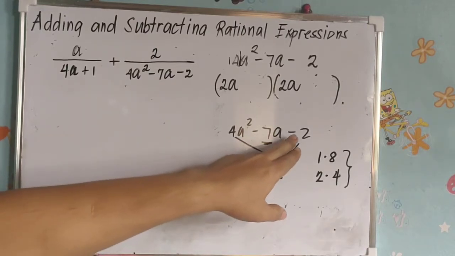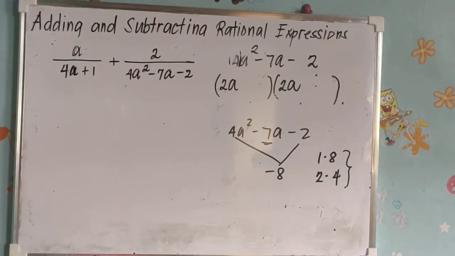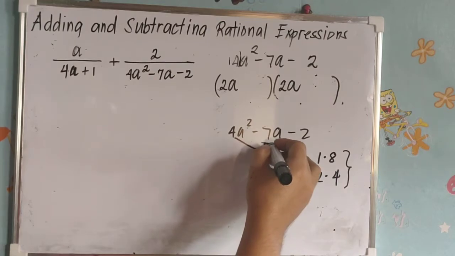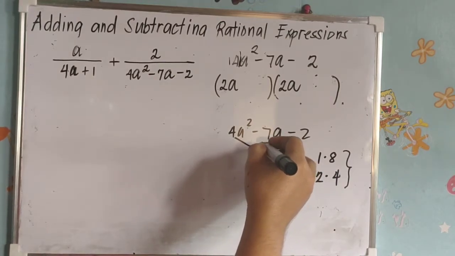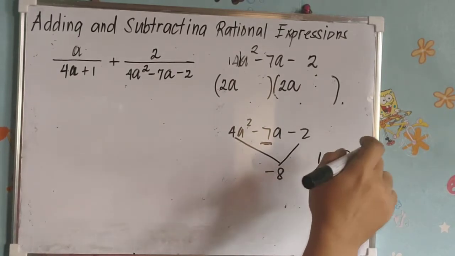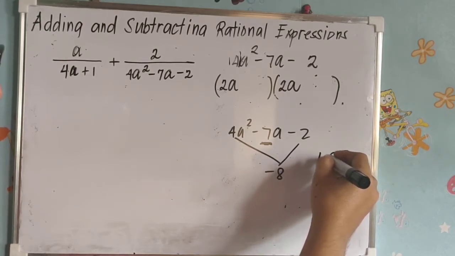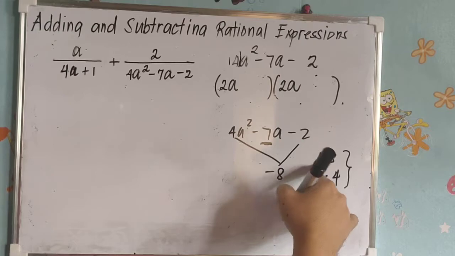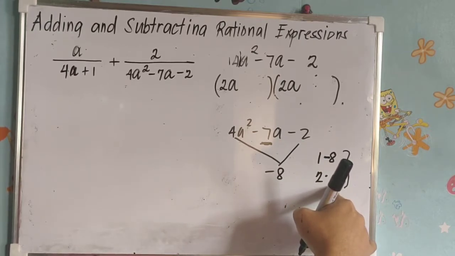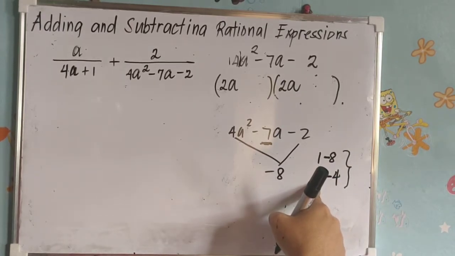So you have to take note that the last term is negative, meaning one of the factors is negative. And the sign of the middle term here gives us a clue that the bigger number is negative. So between 1 and 8, the bigger number is 8. So therefore, this is negative and 1 is positive. Here, between 2 and 4, 4 is bigger than 2, so this is negative and this is positive.